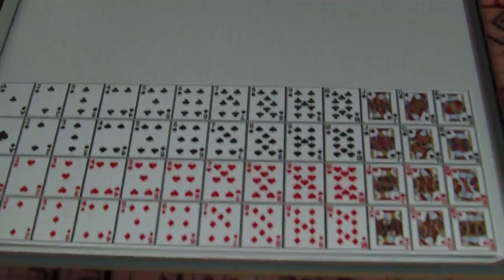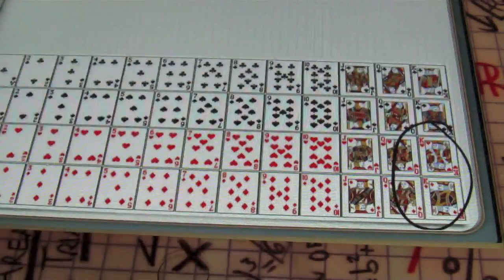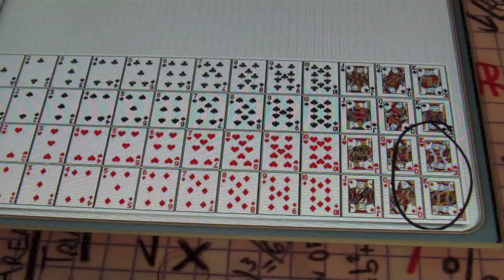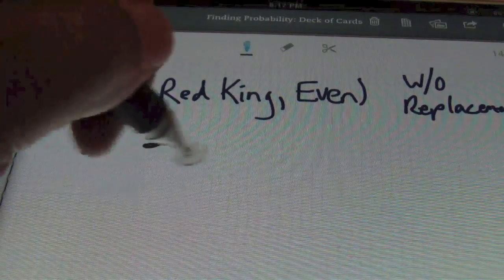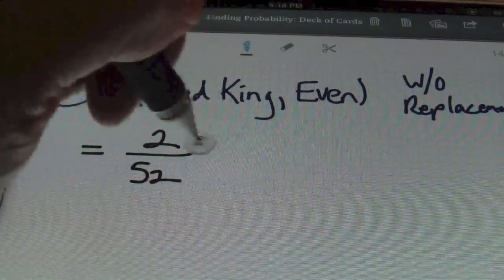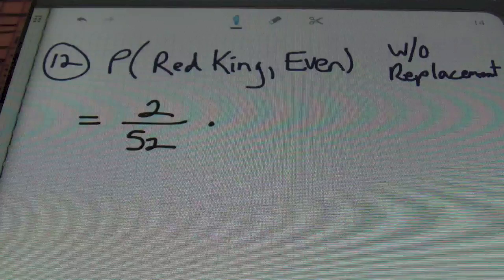Well, looking at our setup here, the only cards that are red kings are these 2 right here, right? So we have a king of hearts and we have a king of diamonds. So that's 2 cards. Then we'll go ahead and say that there are 2 red kings out of 52 cards. Next, we want to be pulling out an even numbered card for that second card that we pull out.